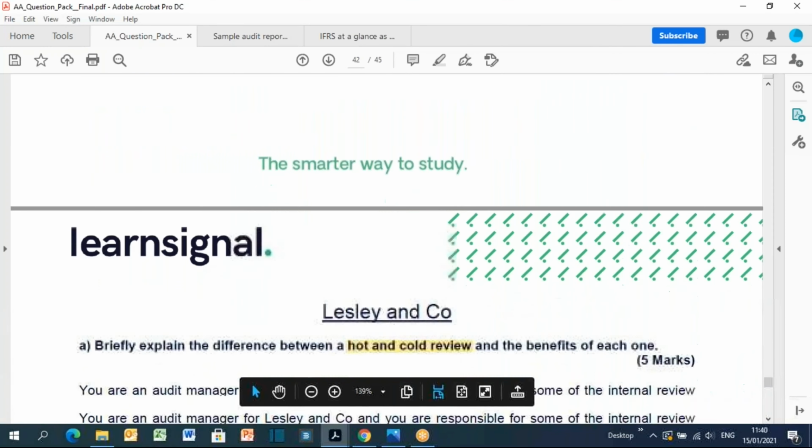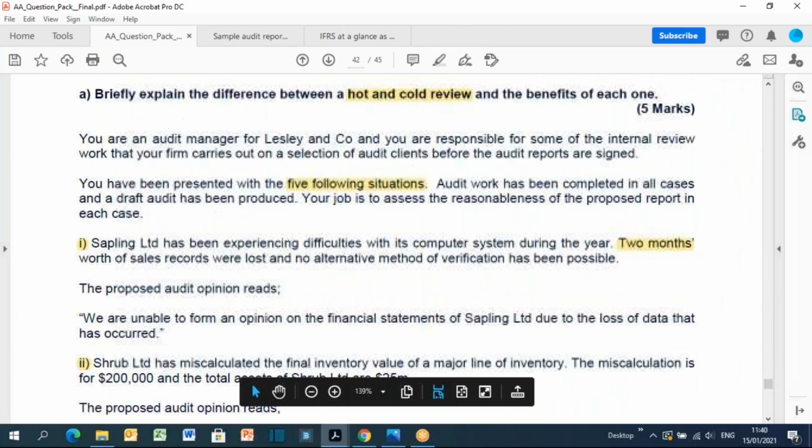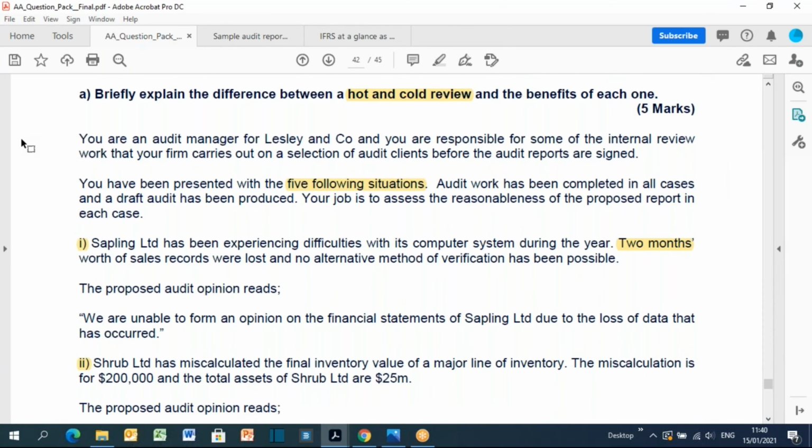If we move on now to the next question, it asks to explain the difference between a hot and a cold review and the benefits of each one. You should remember that a hot review is a review of what work was done, a review of the financial statements just before the audit report is signed, because as you know, before the audit report is signed, there is a pre-clearance meeting with the management where they discuss the audit opinion and different matters. So that is a hot review.